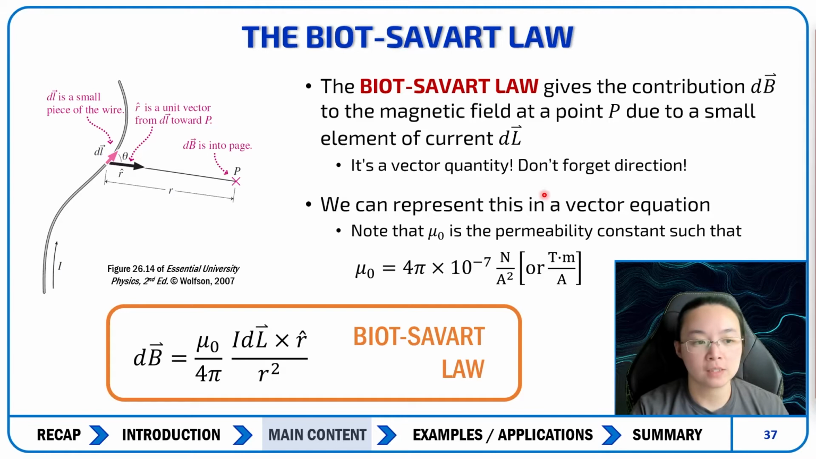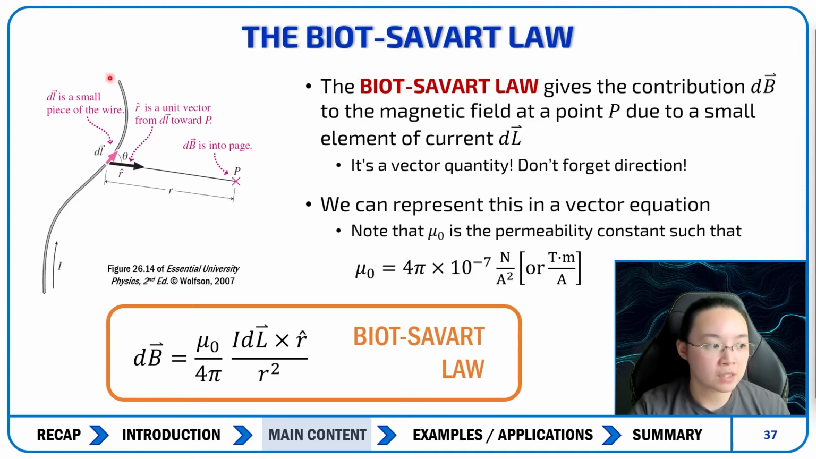For magnetic fields, we can represent this in a vector equation. So the Biot-Savart law is given as dB equals mu naught over 4 pi times I dl crossed with r divided by r squared. Looking at this equation, the first thing we usually have to tackle is the cross product. Once we have that, then we can integrate properly and figure out our magnetic field.